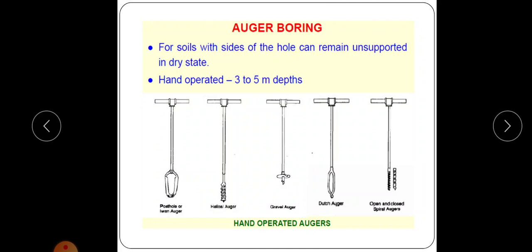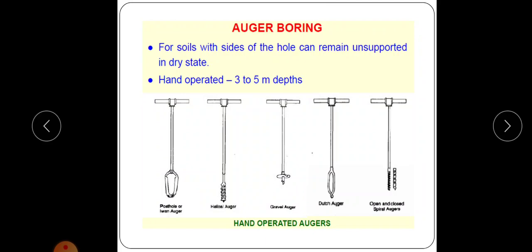So that is a boring method. In this boring technique, we are drilling a vertical borehole, and samples are taken from that borehole and tested in the laboratory. This borehole may be used for conducting in situ tests and for locating the water table.